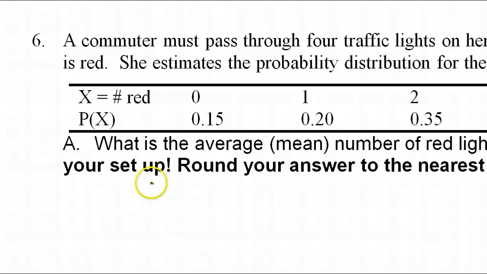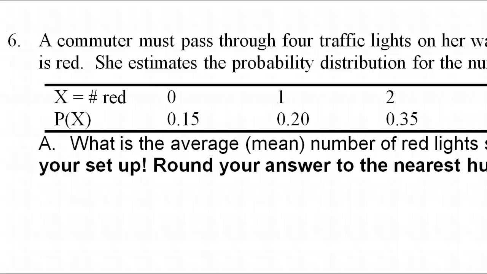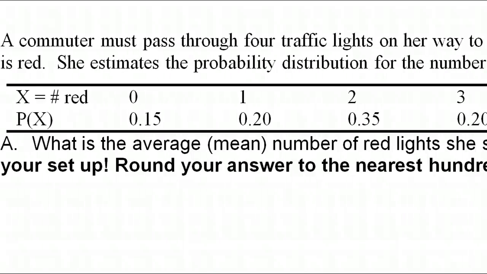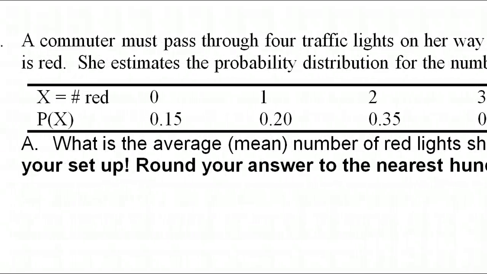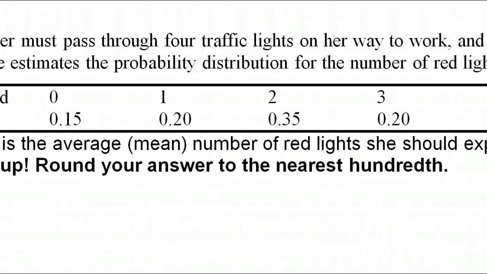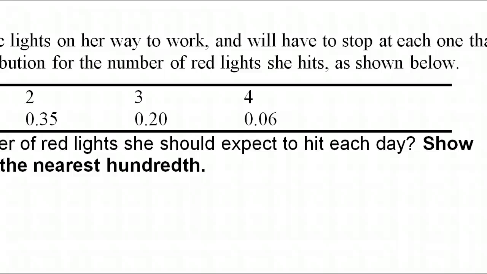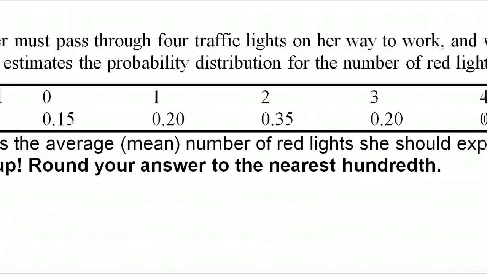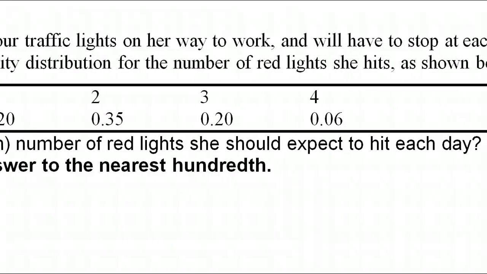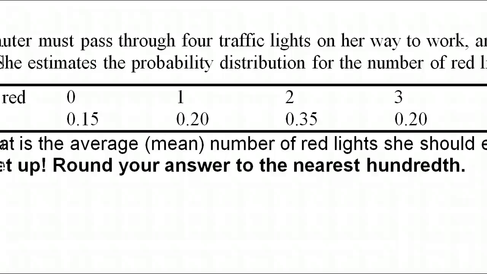Not too shabby. All right, let's take a look at number 6. A commuter must pass through 4 traffic lights on her way to work. And she'll have to stop at each one that is red. She estimates the probability distribution for the number of red lights she hits, as shown below. Okay, what is the mean number of red lights she should expect to hit each day? Show your setup, round answers to the nearest hundredth.